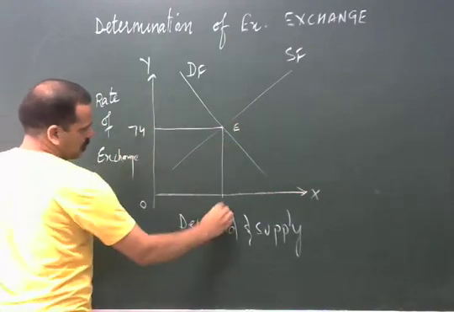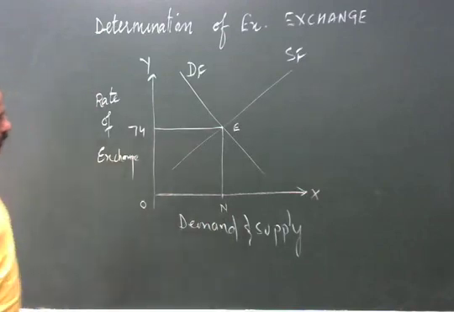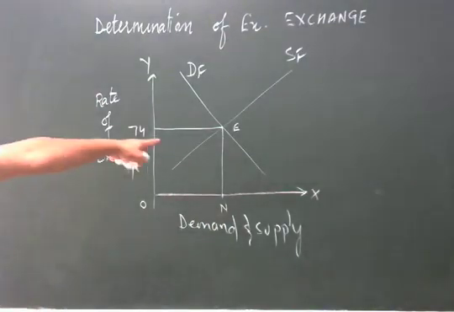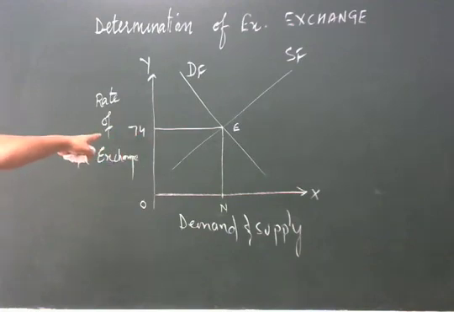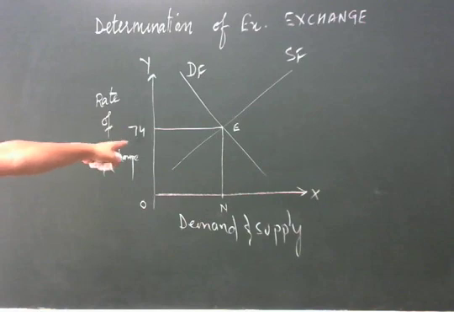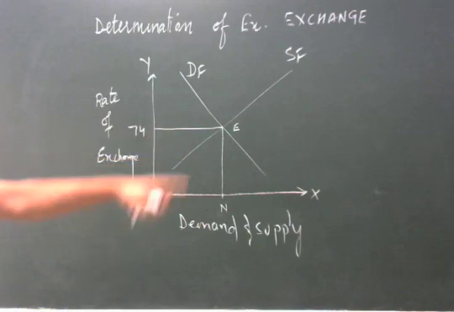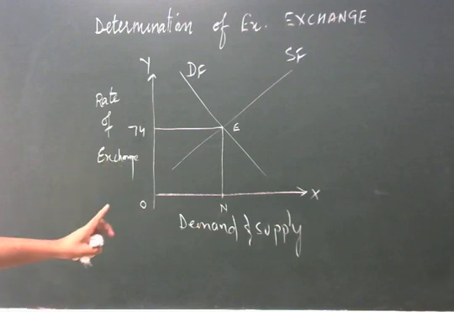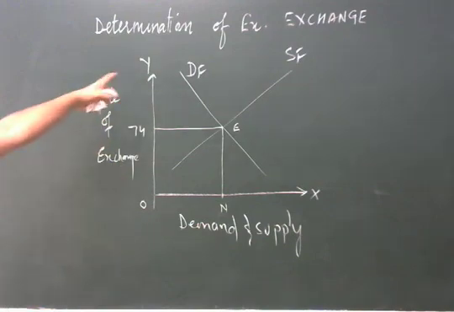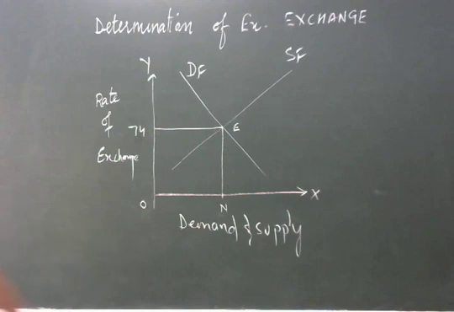At this point M, at this equilibrium point, the exchange rate is 74 rupees. It means you have to give 74 rupees to get $1. So this is about the determination.